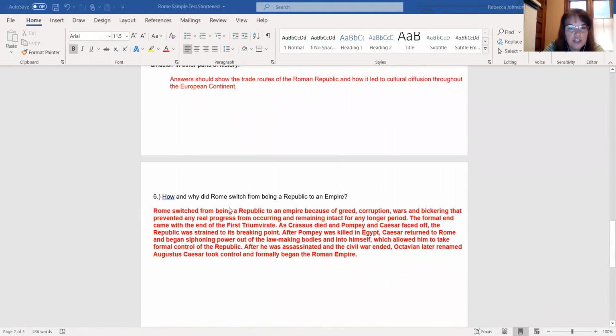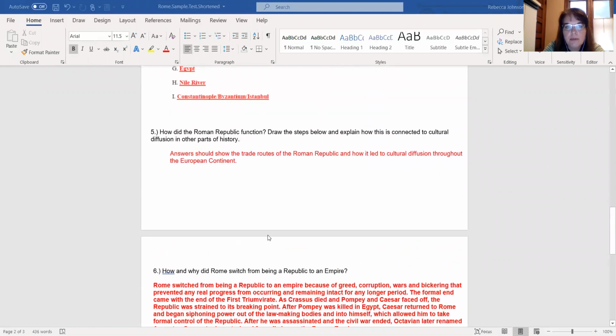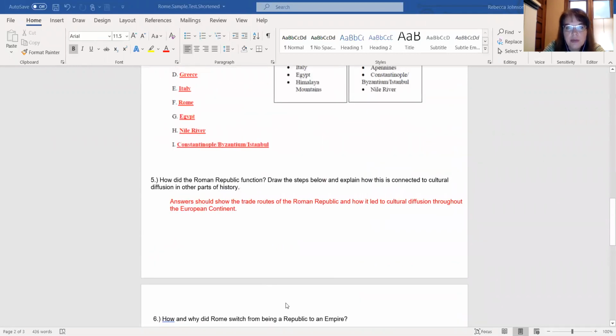And then the last question, how and why did Rome switch from being a republic to being an empire? And so this is really looking at this changeover, like, how did the corruption lead to this? And so they need to talk about that. That's a target question, and it's related to political organization. So switching from the republic to an empire. So those are my final 3 questions. I'm going to map those out for you on my Excel document.